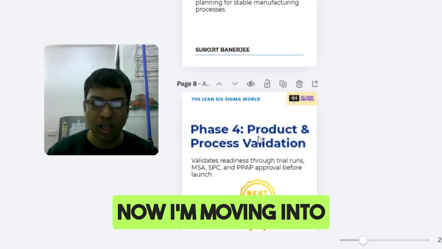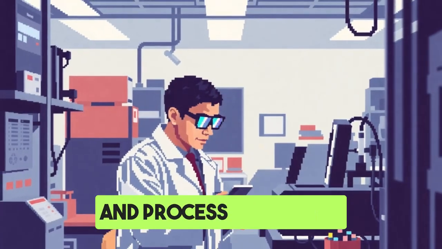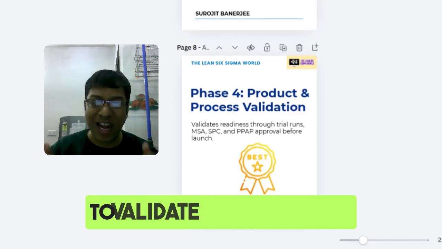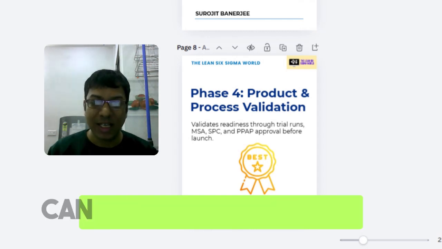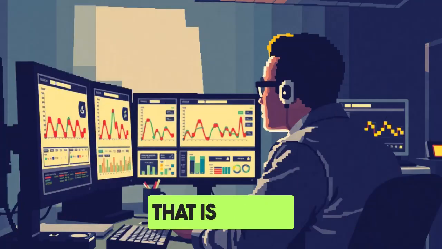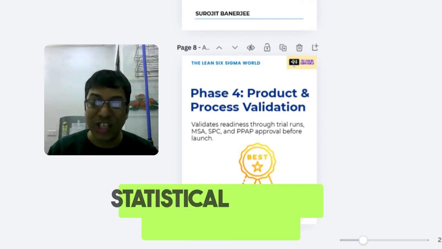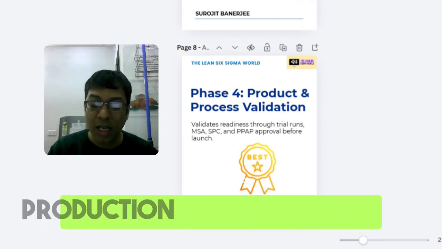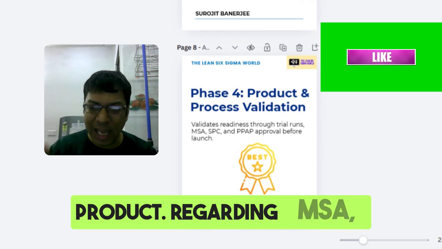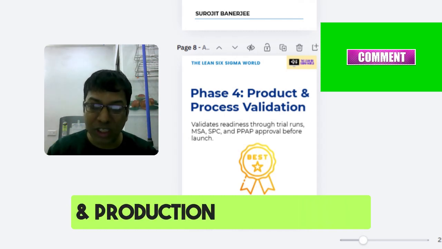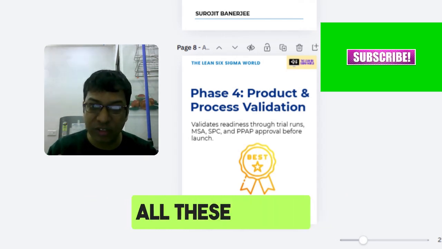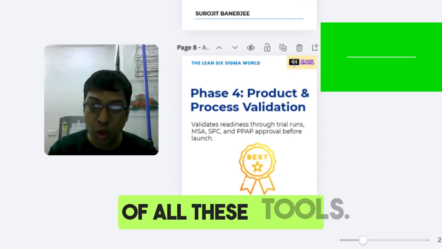Now I'm moving into phase number 4, that is product and process validation. Now you have used design FMEA and process FMEA, but you have to validate whether your product and process can meet the requirements of the customers or not. For that, you validate using tools like measurement system analysis, MSA, statistical process control, 7QC tools, and the production approval process before the launch of the product. Regarding MSA, SPC, and production approval process, I have made separate videos on my YouTube channel. You can go and check all these videos. You will get detailed understanding of all these tools.